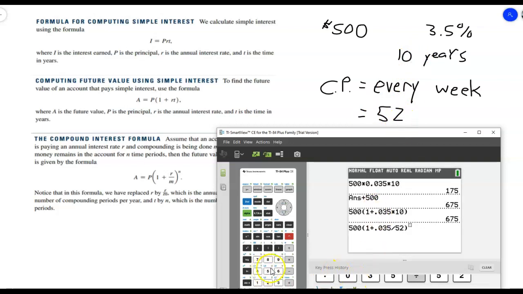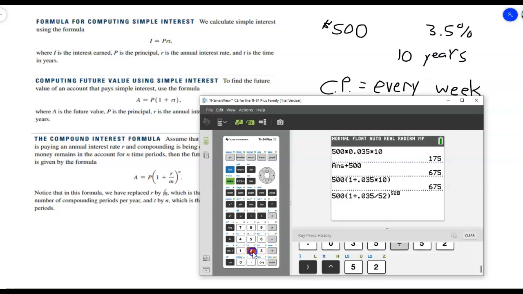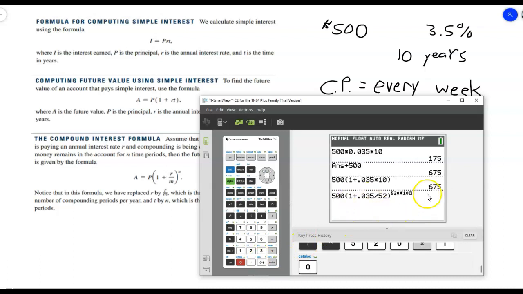But I'm not going to do that. I'm just going to put 52 times 10. So it's my M times my T, which is 10. All right, so let's see what our total value is when we put all of this in here. Oops, I think I put it in extra. It should be 52 times 10. All right. I did the 520 a little bit early. Hit enter. And we see that we got about 35, almost $40 more by compounding it every week. So instead of getting $675 at the end of 10 years, we're actually getting $709. So an extra about 35, almost 40 bucks.